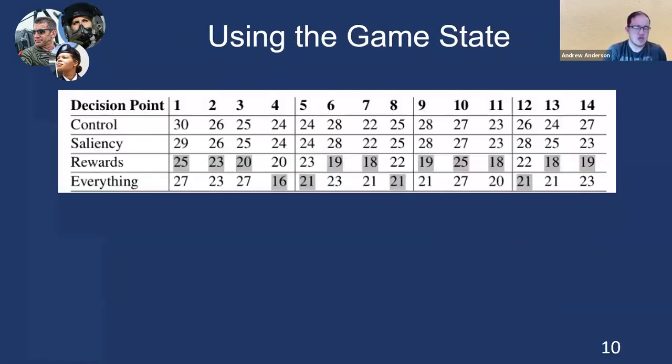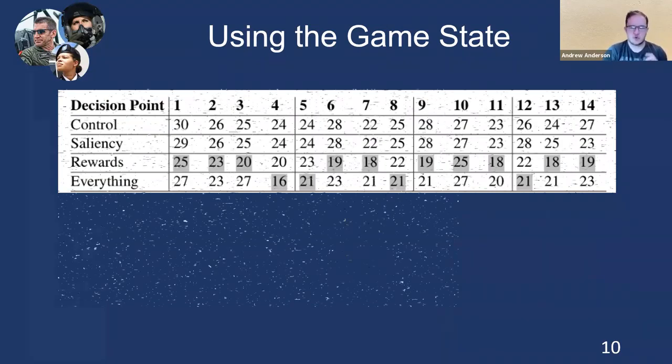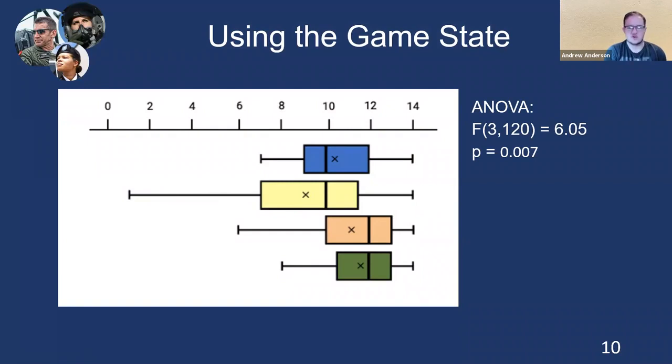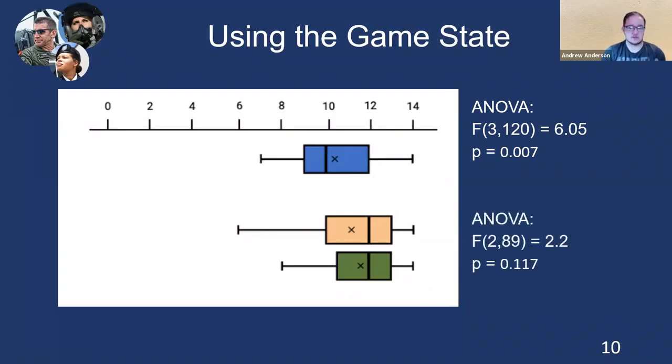So that was interesting. And what about using the current game state? What we actually noticed when we looked at this table was that the rewards and the everything participants were always using the current game state the least of the four treatments. So again, we chart this and we start seeing, okay, this is oddly lower than the others. And when we run the ANOVA, we get a p-value less than 0.05, but it doesn't tell us which one exactly. So once we remove the rewards participants and we run the same test, because the significance disappears, that means that the rewards participants are using the current game state significantly less than the other three treatments.